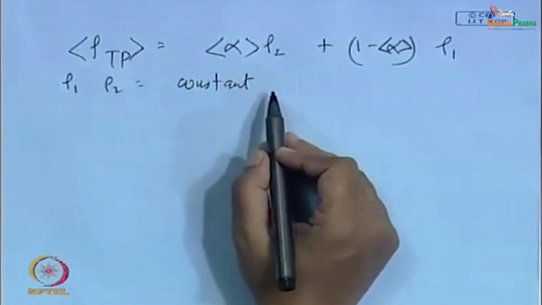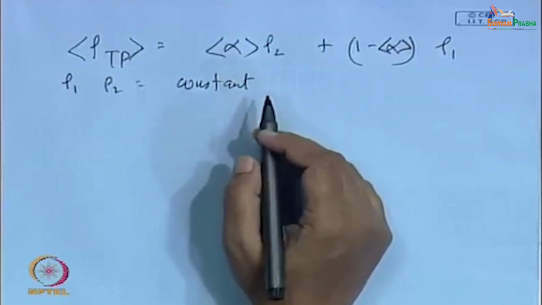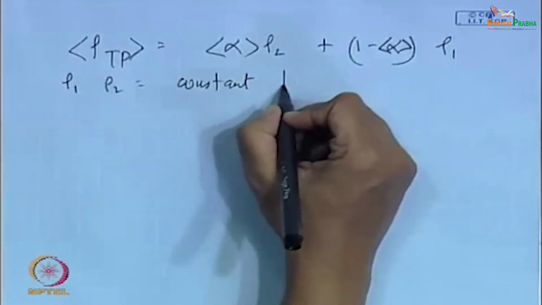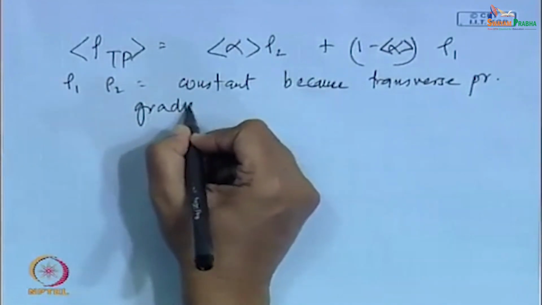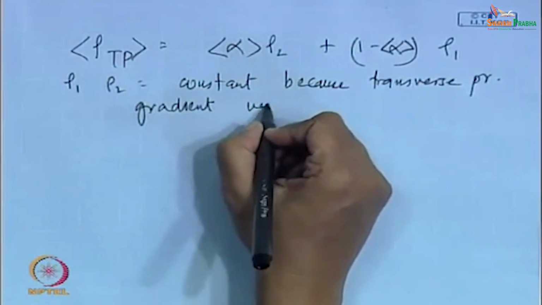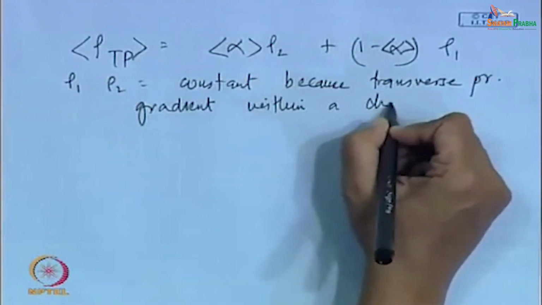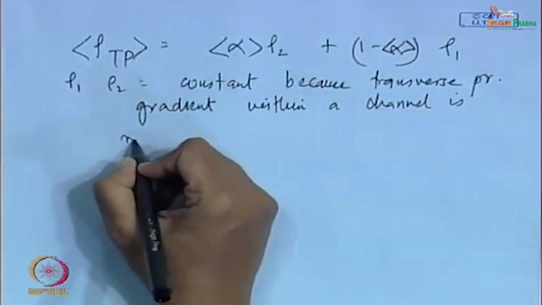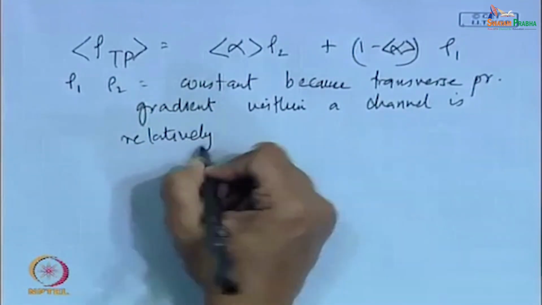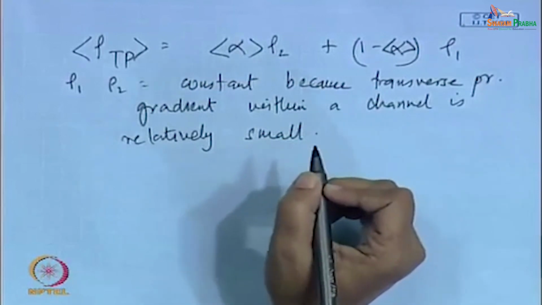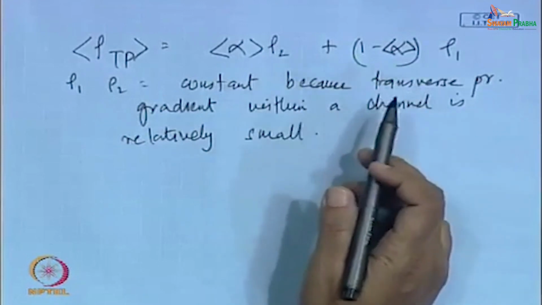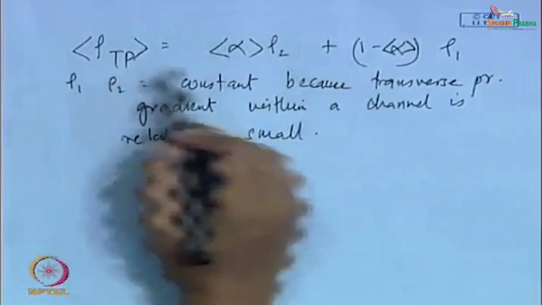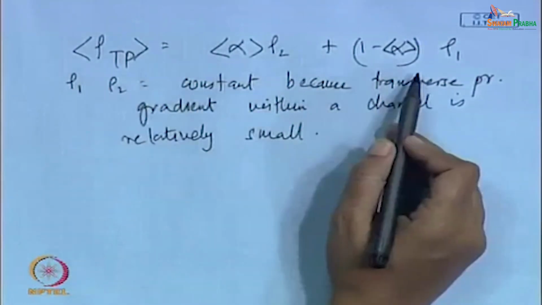And this particular assumption, remember, is a valid assumption because the transverse pressure gradient is constant, because we find that the transverse pressure gradient within a channel is relatively small. So, therefore, rho 1 and rho 2 being constant is a reasonably valid assumption, and under that condition the correct expression for the mixture density is in this particular form.